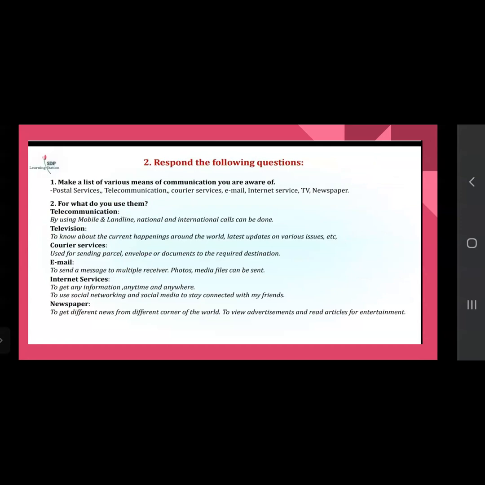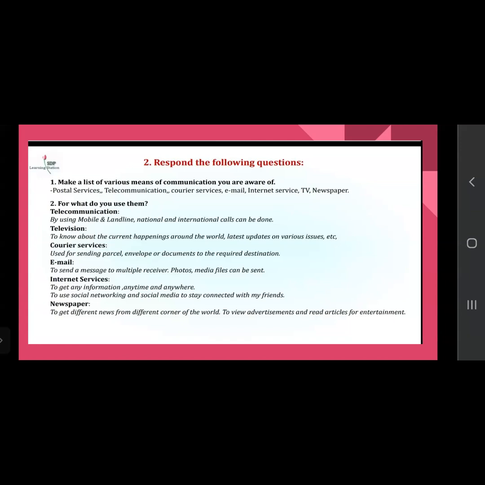Make a list of various means of communication you are aware of. So we have seen the picture of the various means of communication: postal services, telecommunication, courier services, email, internet service, TV, newspaper. We are aware of these means of communication. For what do you use them?